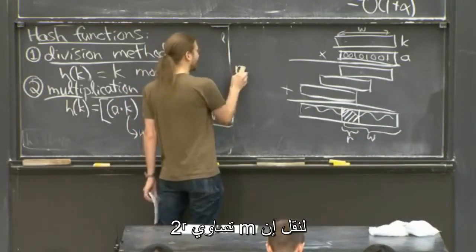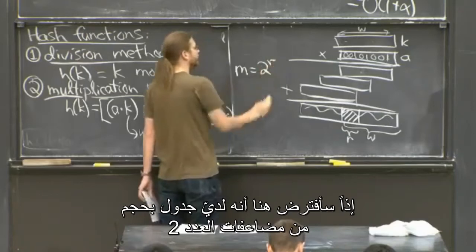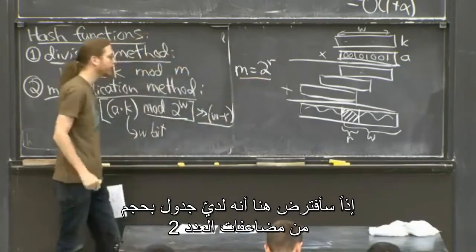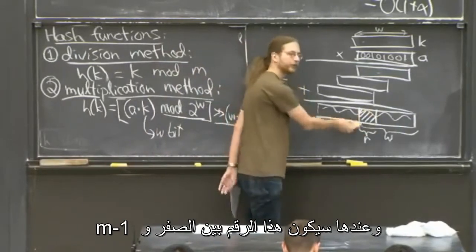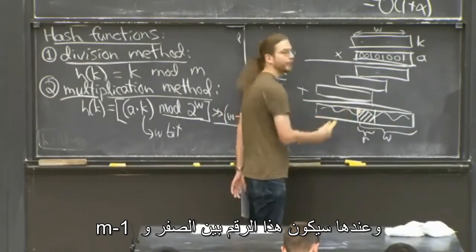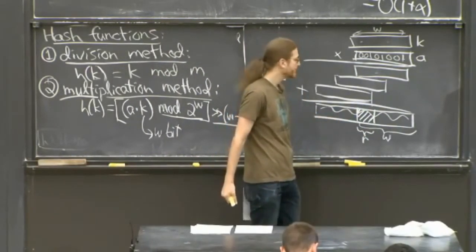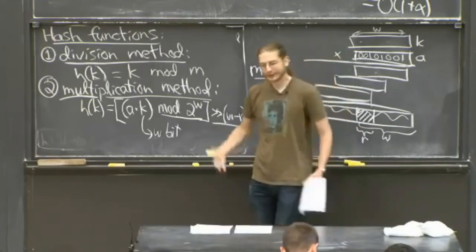Let's say m is 2 to the r. So I'm going to assume here I have a table of size a power of 2. And then this number will be a number between 0 and m minus 1. Okay? Why does this work?